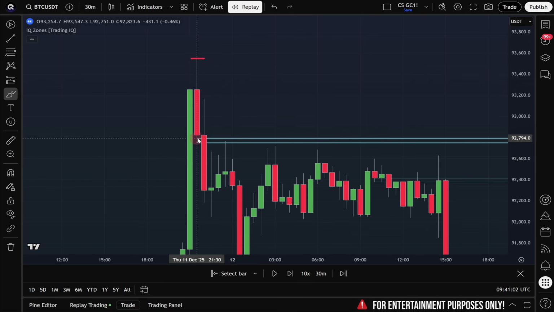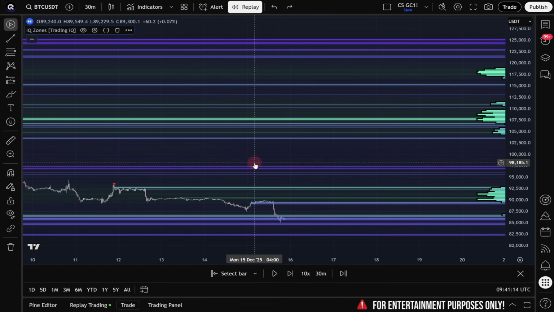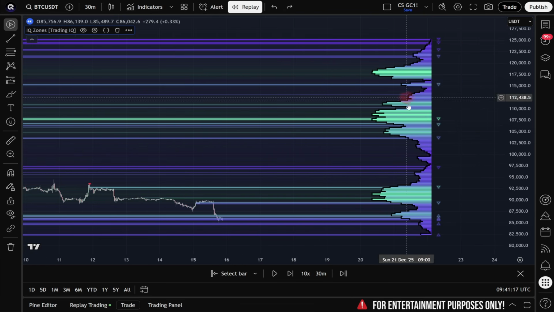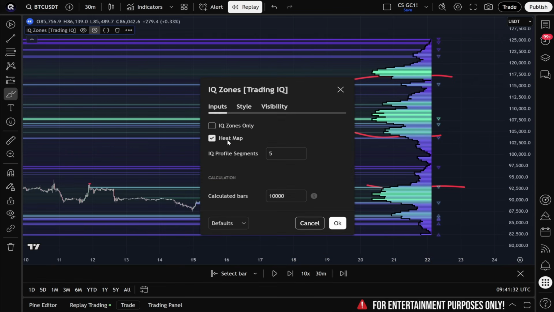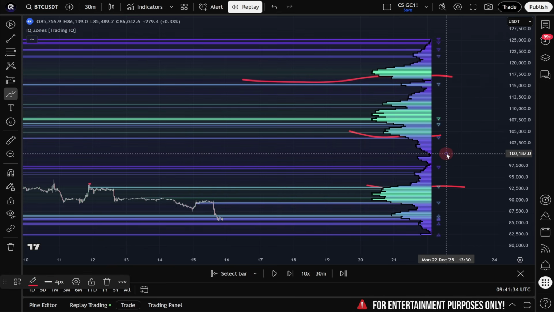Now we're going to come right back to this example in a few seconds, but let's take a look at what IQ zones actually looks like. Now first, we have this pretty cool looking volume profile, and this is actually a segmented volume profile. So what this indicator does is splits the current market price range into fourths, fifths, or whatever you choose here in the settings, and creates a volume profile individual to each of those segments.